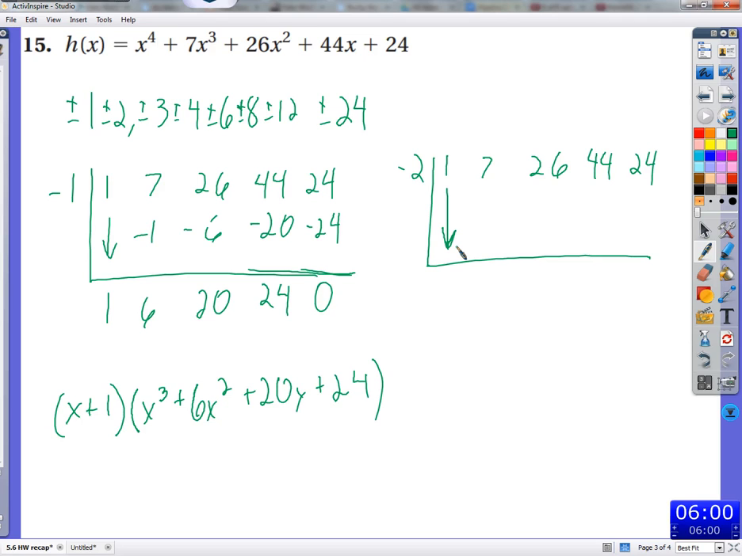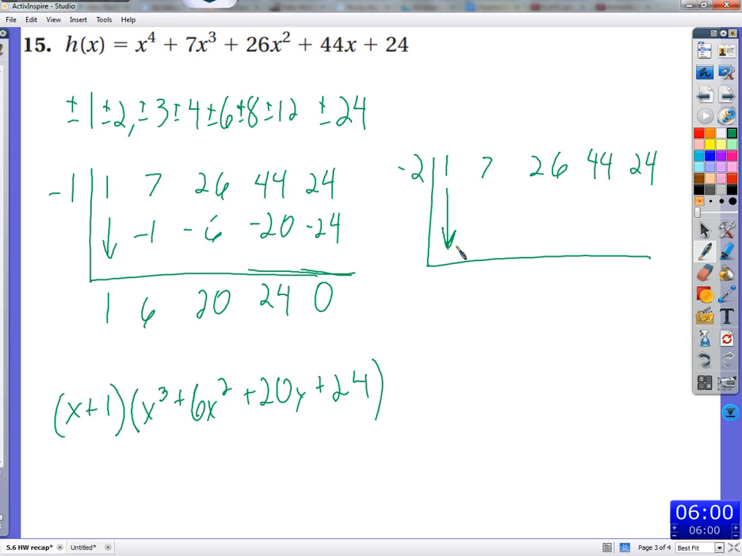Okay. Because it's a fourth degree polynomial, it might have 4 zeros. Now, it is possible that negative 1 and negative 2 are the only zeros this polynomial has. But we can't say for sure, because all we've done is plug in negative 1 and negative 2 and found out that they were zeros. Okay.